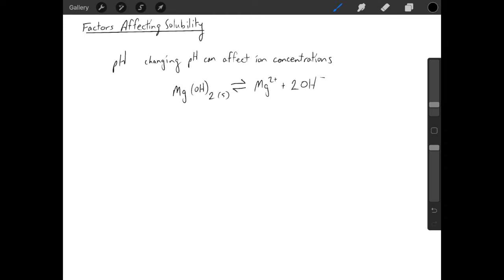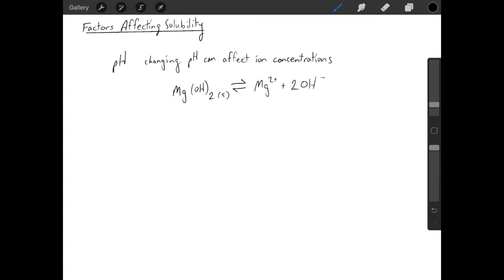If you add a strong electrolyte source of hydroxide ions, say you add sodium hydroxide or something, you're going to be adding a lot of OH- ions, which is going to drive this equilibrium to the solid side, and it's going to decrease the solubility. So this is essentially just the common ion effect all over again.